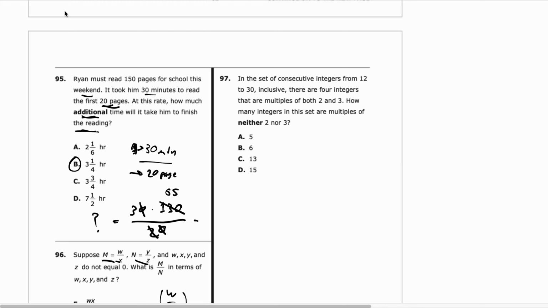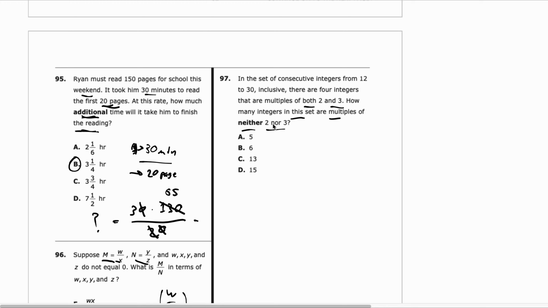So we're going to do 97. Okay, in the set of consecutive integers from 12 to 30 inclusive, there are 4 integers that are multiples of both 2 and 3. Okay, how many integers in this set are multiples of neither 2 nor 3?